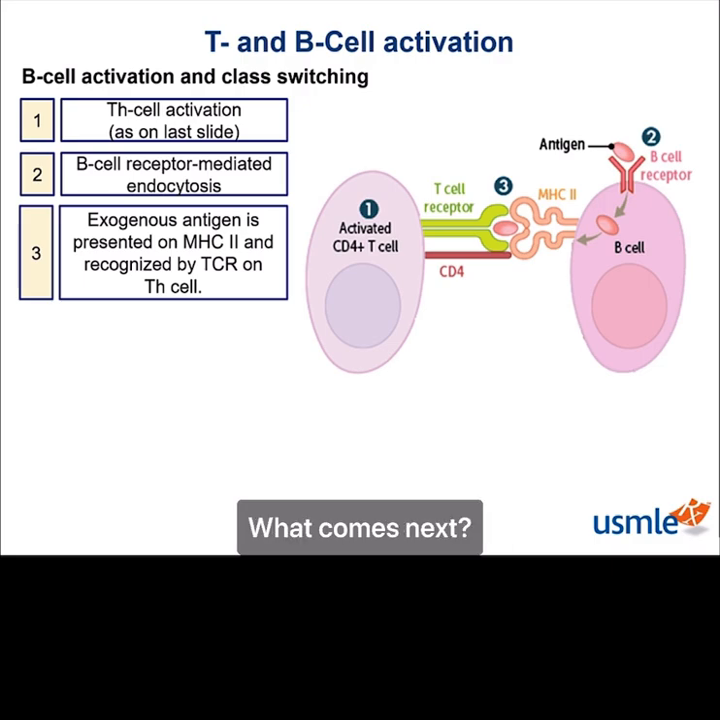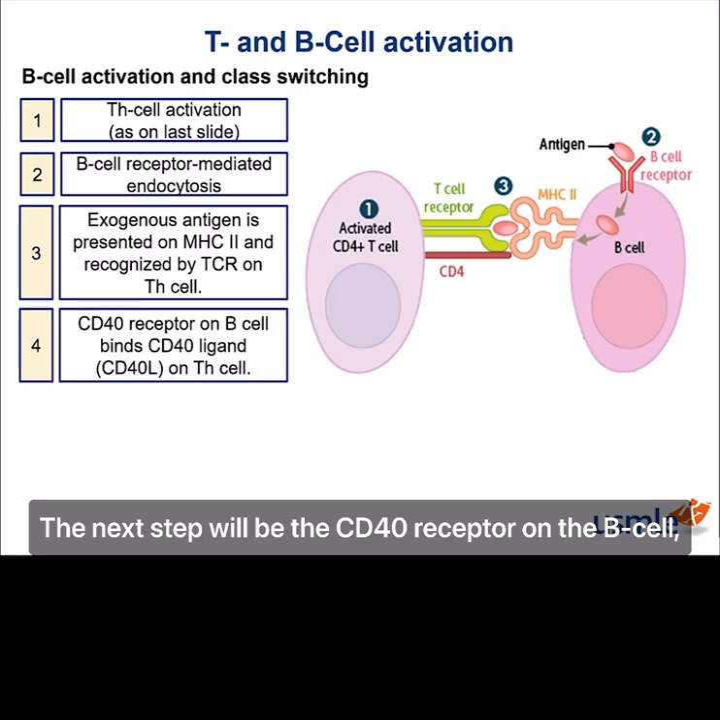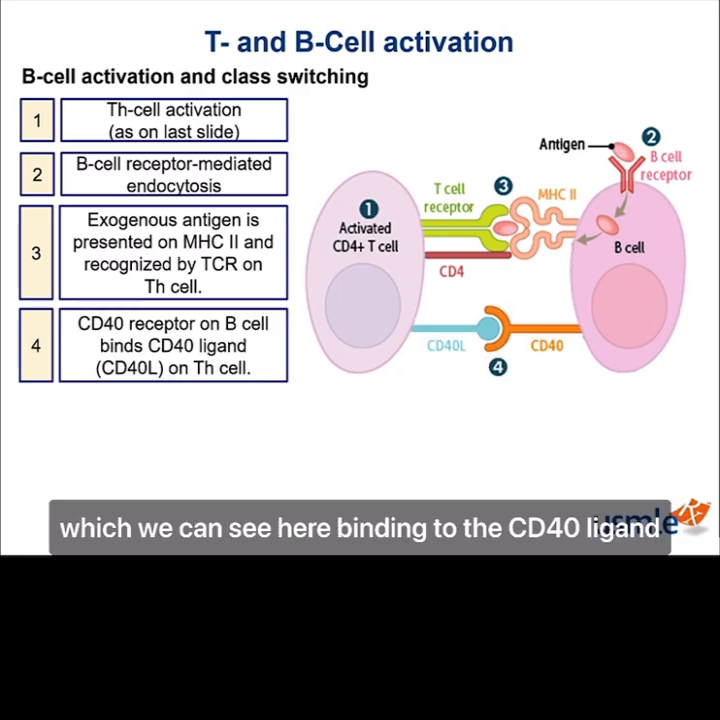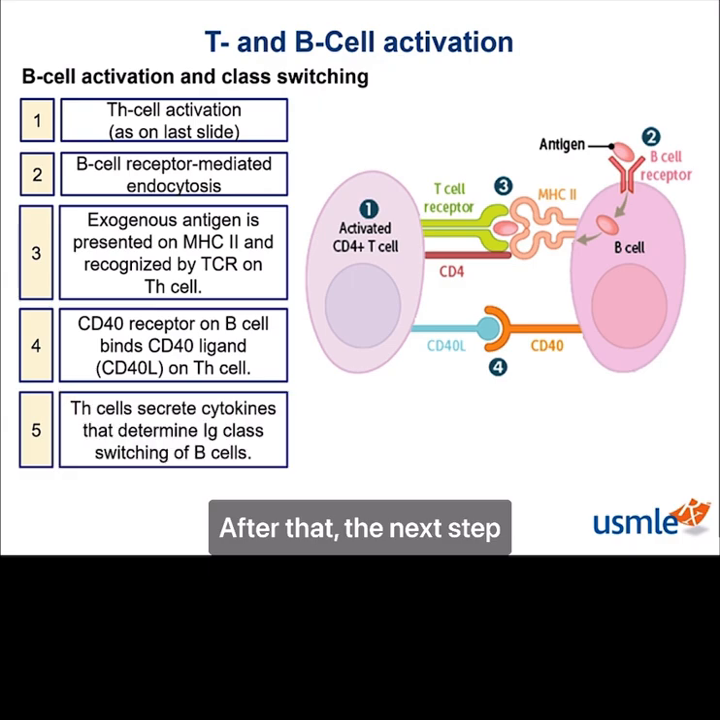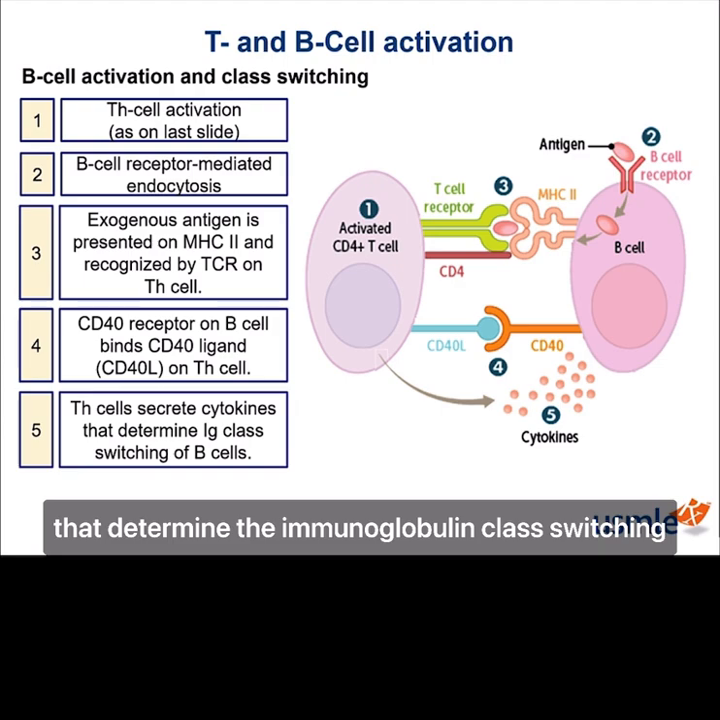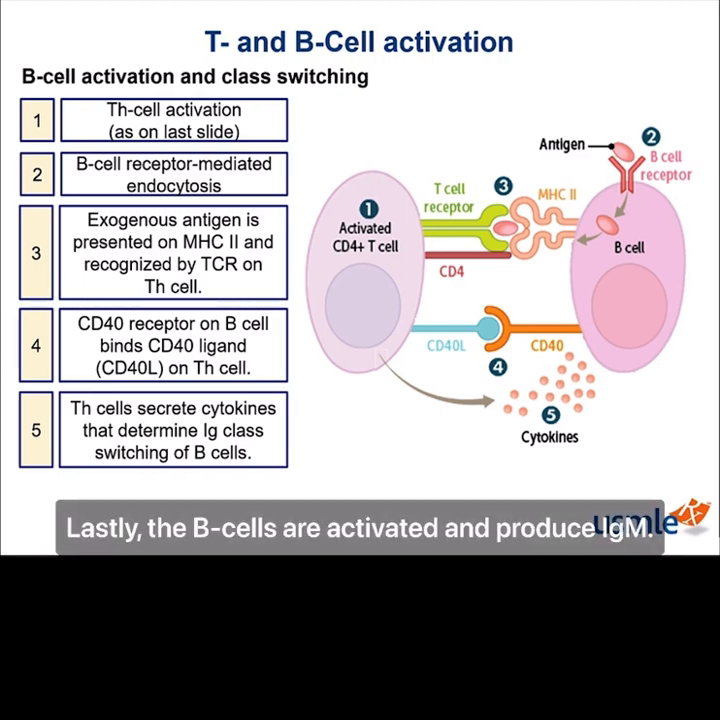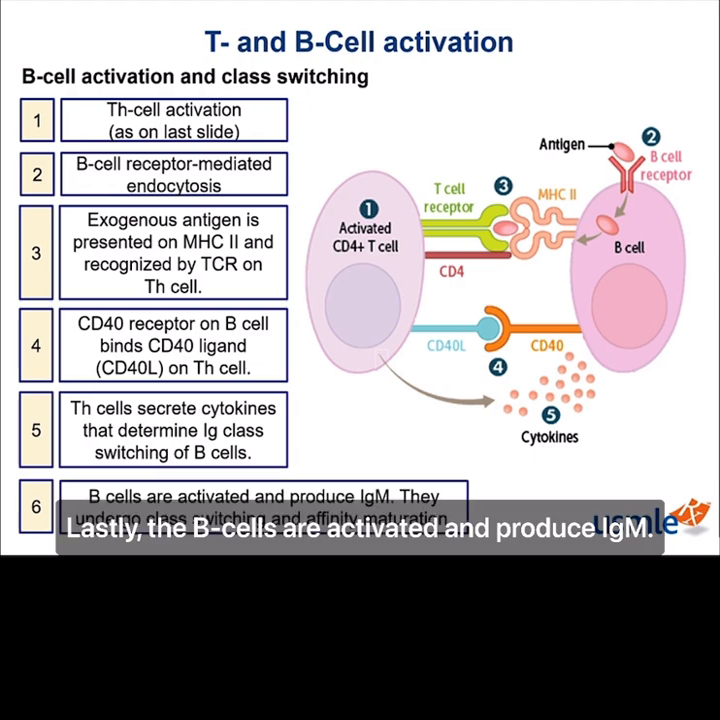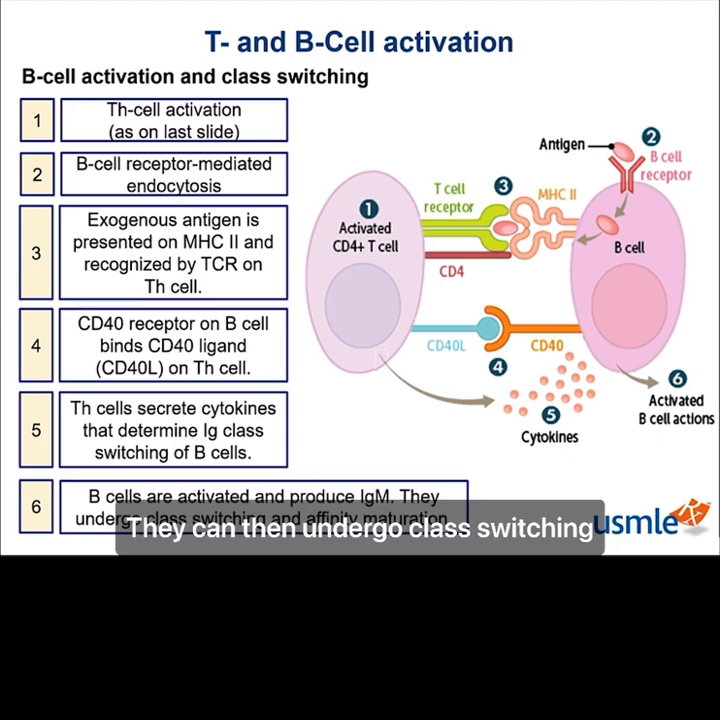What comes next? The next step will be the CD40 receptor on the B cell, which we can see here, binding to the CD40 ligand on the helper T cell. After that, the next step will be the helper T cell secreting cytokines that determine the immunoglobulin class switching of the B cells. And lastly, the B cells are activated and produce IgM. They can then undergo class switching and affinity maturation.